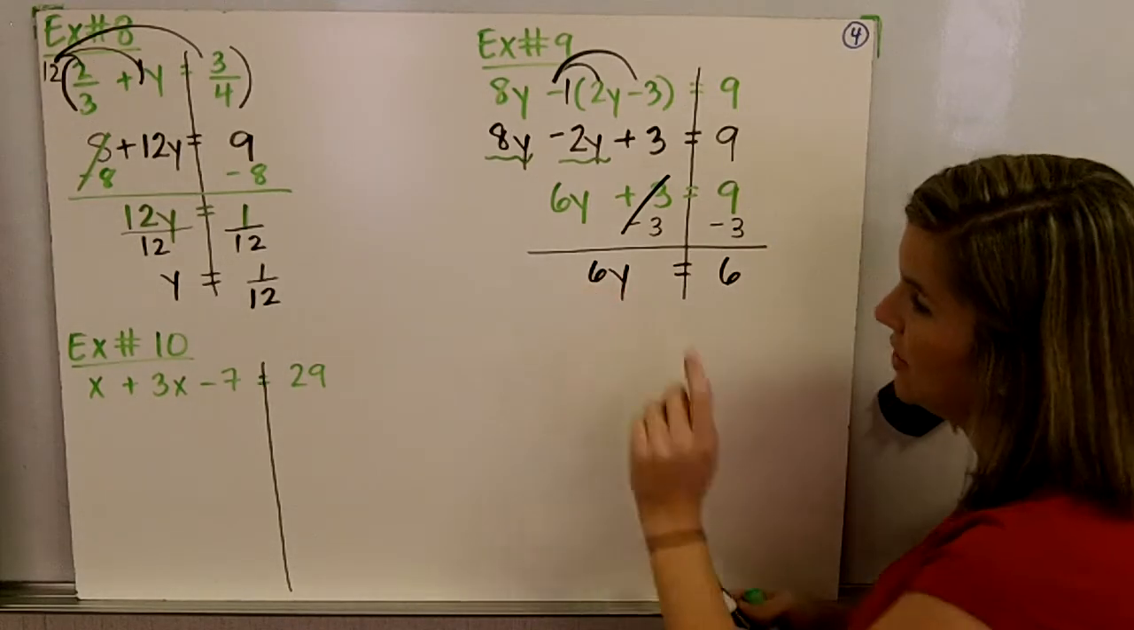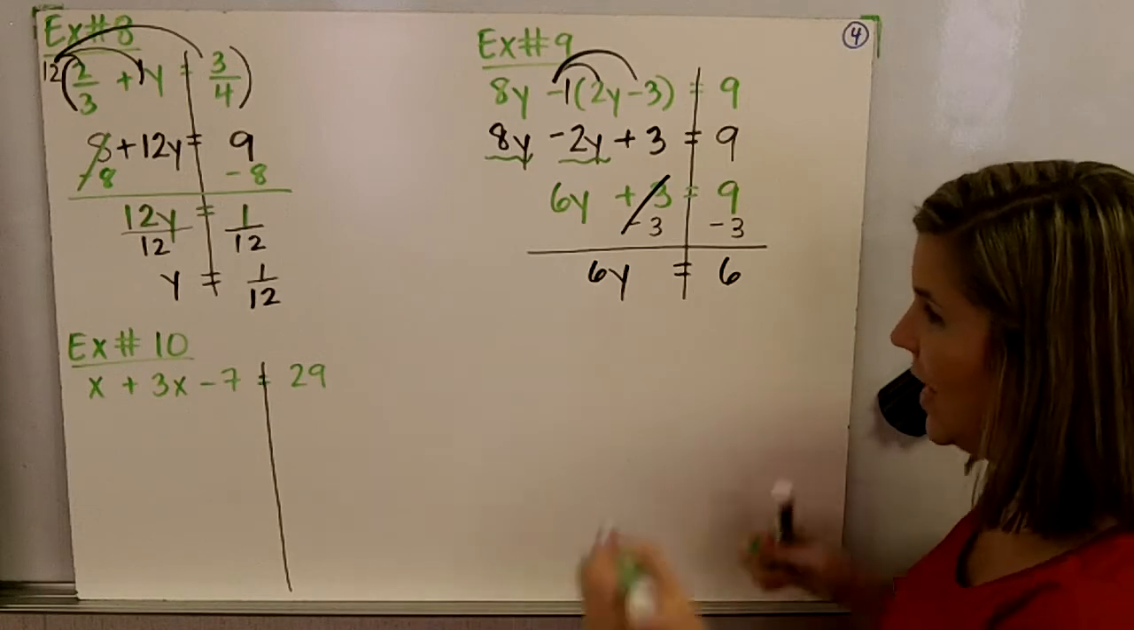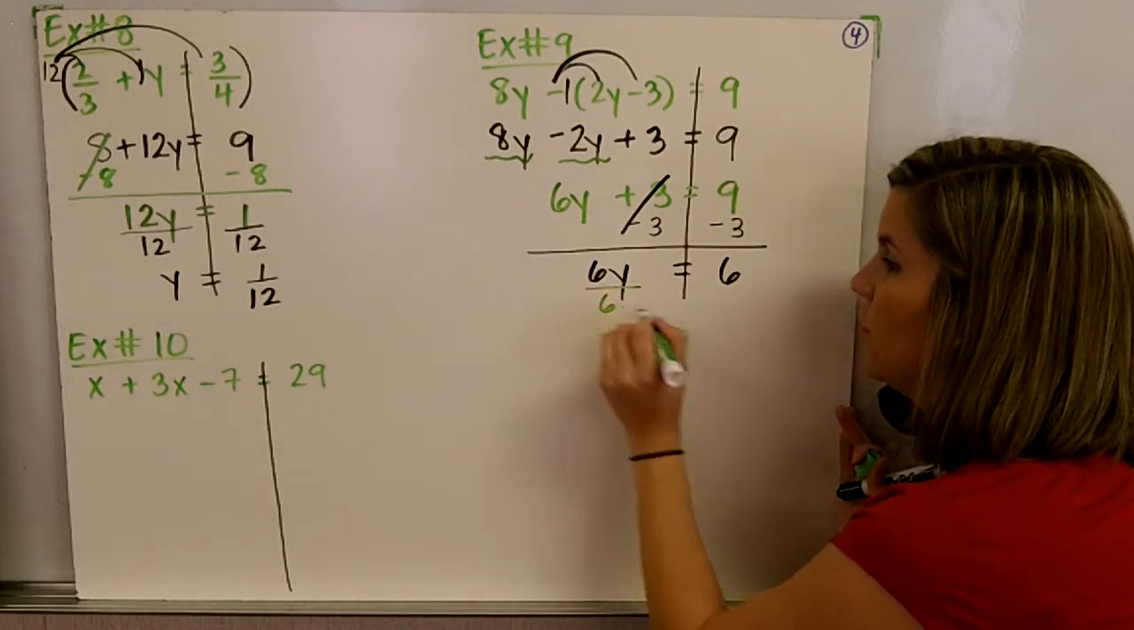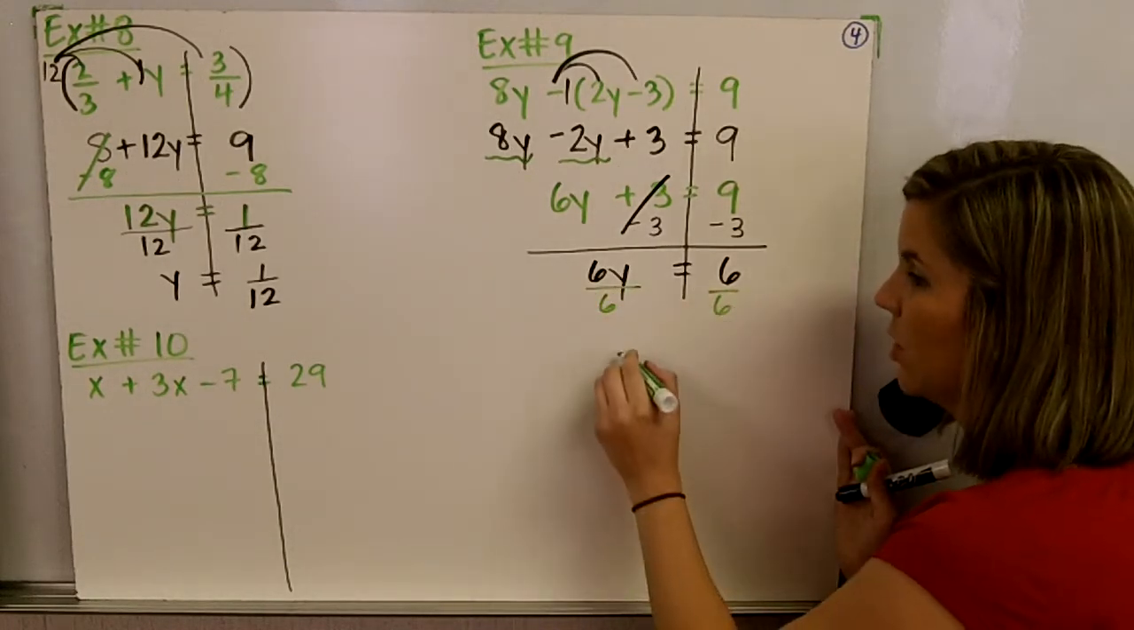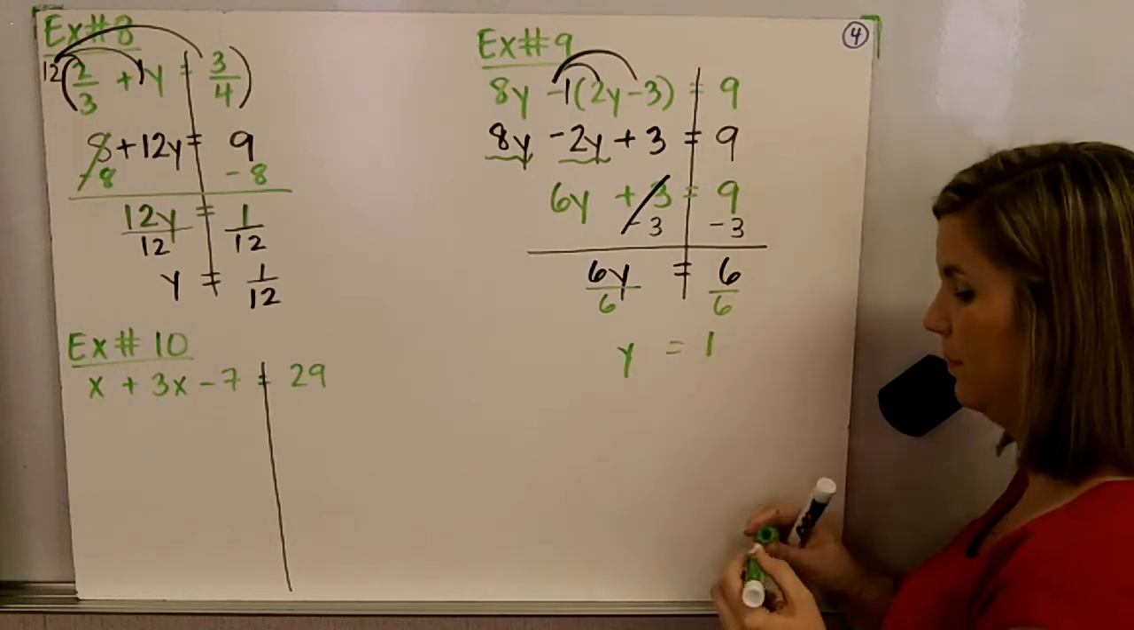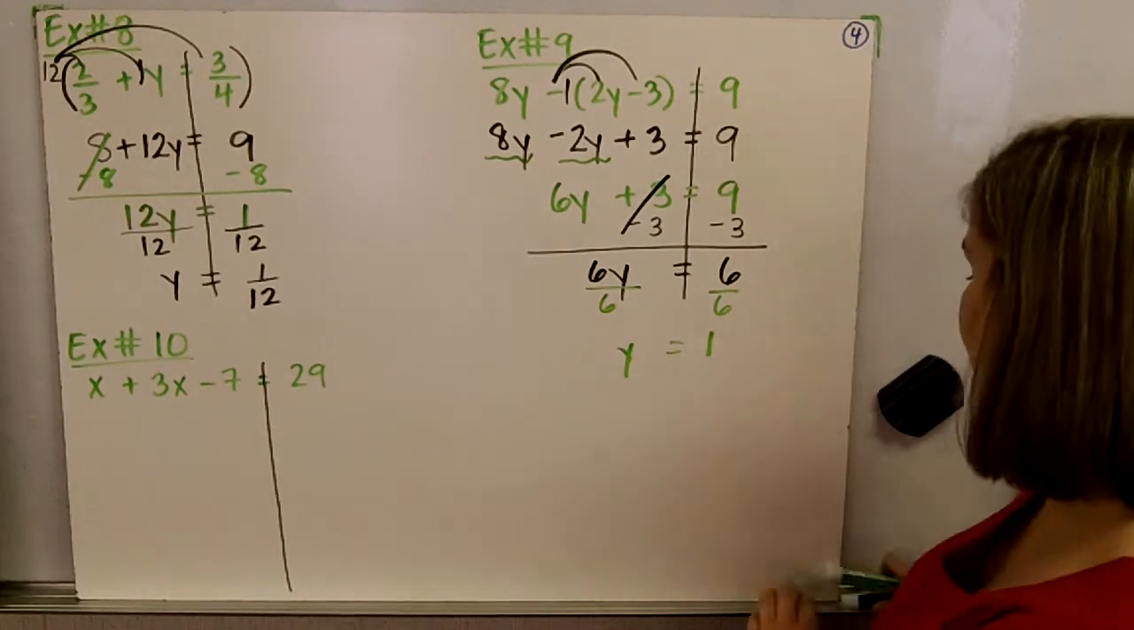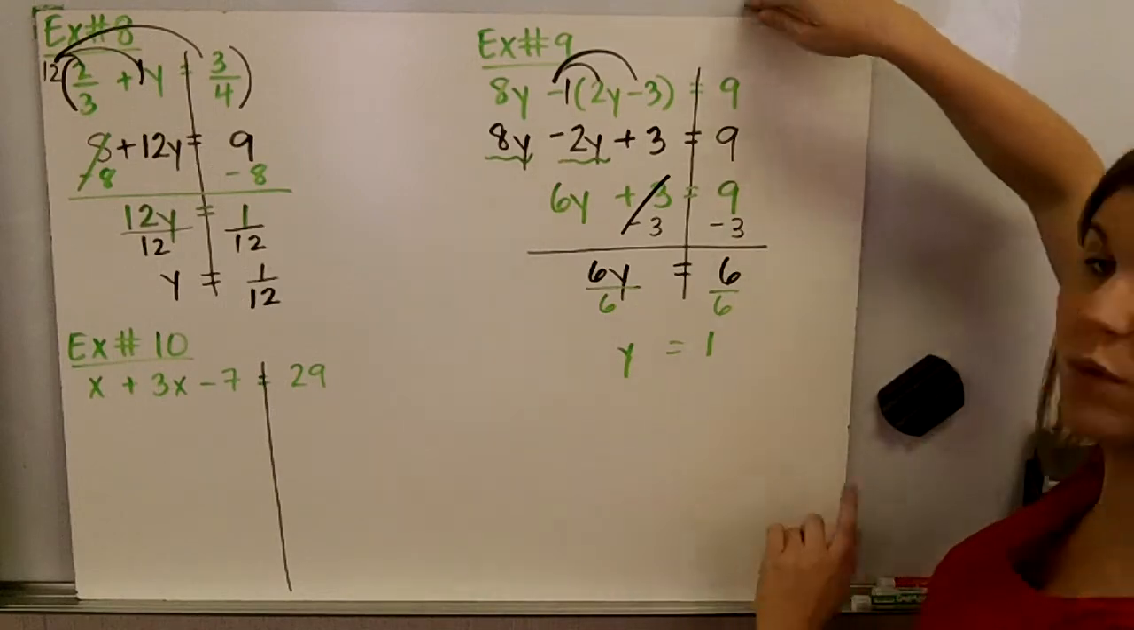To get rid of the 6 in front of the y, you need to divide. This is 6 times y, so the opposite would be divide by 6. Y equals 1. You can plug in 1 to check.